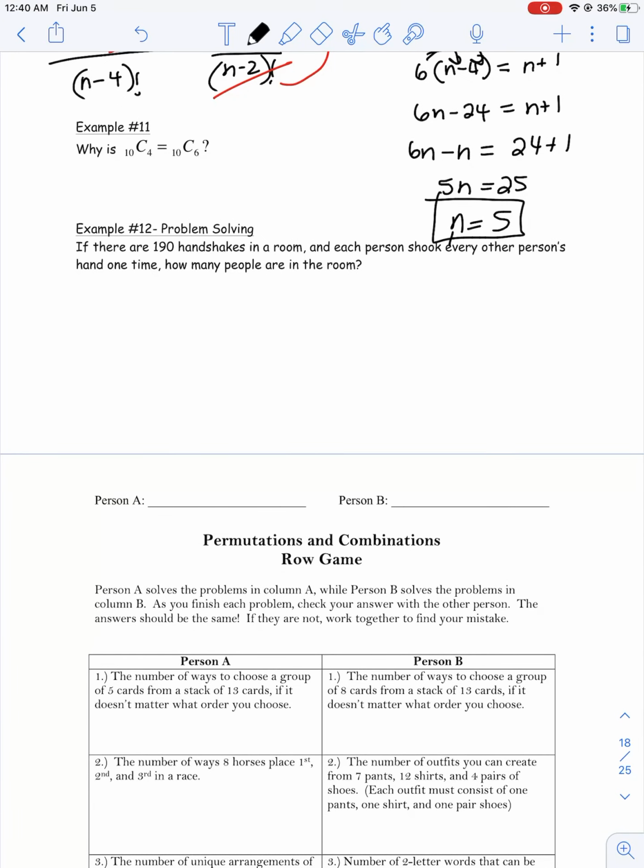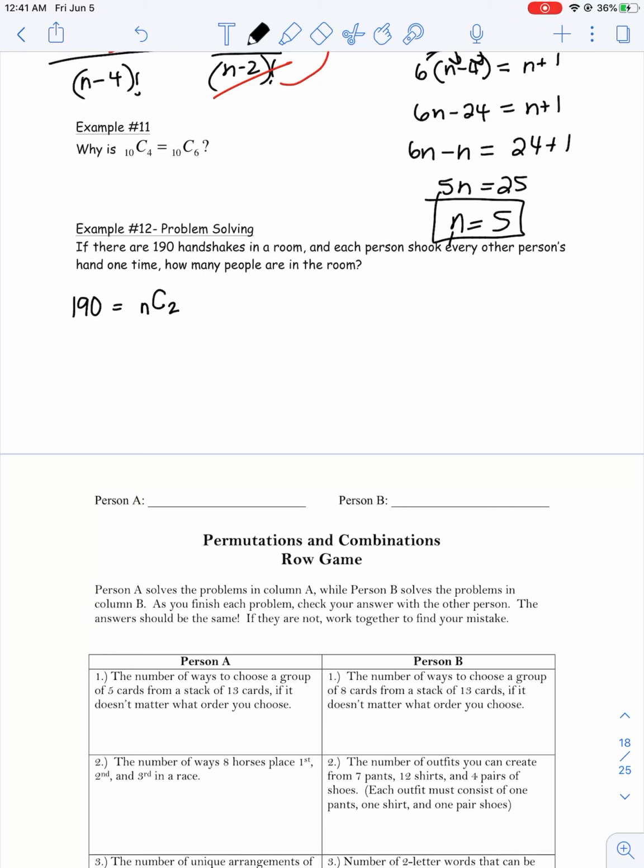If there is, for example number 12, problem solving, if there's 190 handshakes in a room and everybody shakes every person's hand one time, how many people are there? Well, n represents how many people there are. Choose. There are 2 people that are needed to create one handshake. So n represents the people and 2 represents how many people you need to create one handshake. So we're trying to evaluate this.